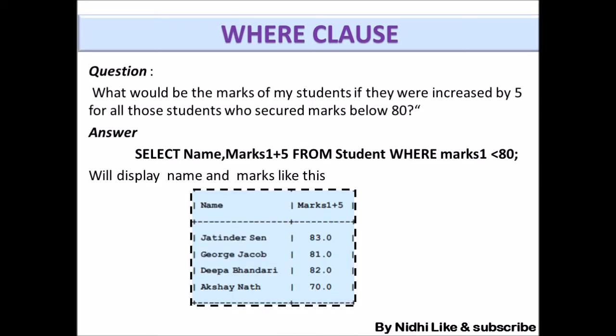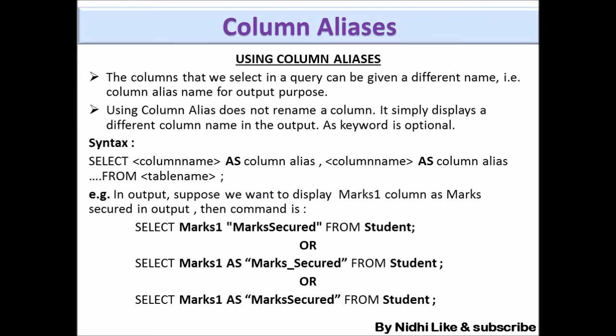Okay, let's proceed to column aliases. Alias means giving a nickname to a particular column. For example, we have given a name to marks as mark 1. Suppose you want to change the name of that particular column when displaying the output as mark secured. That mark secured is known as an alias for the column mark 1. So alias means giving a different or alternate name to a column. The column that we select in a query can be given a different name, that is a column alias, a name for output purposes.